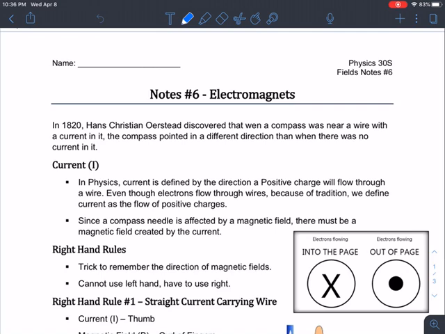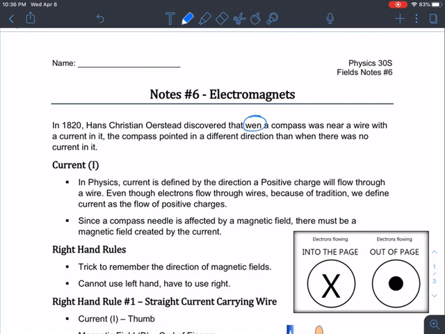And so in 1820, this guy named Hans Christian Ørsted discovered that when a compass was near a wire with a current in it, the compass started to point in a different direction. It stopped pointing north. Generally that's not a surprise if there's a magnet nearby, because compasses point towards the south pole of a magnet, right? And so that's not surprising, except there was no magnet.